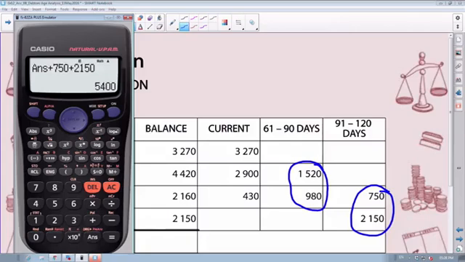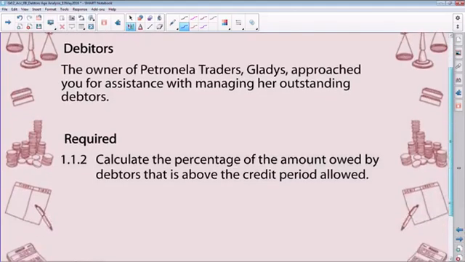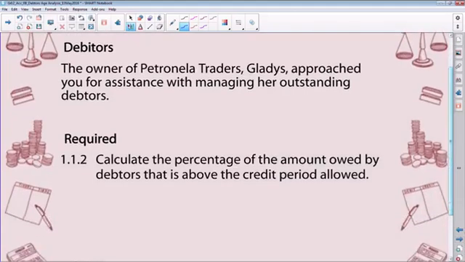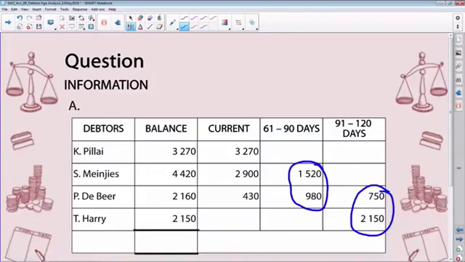Okay, now the 5,400 would be the total amount that is above the credit period allowed, 5,400. Remember, we calculated it. So let's take the 5,400 over, now let's go back. What is the total amount of my debt that is outstanding? Let's add it up.